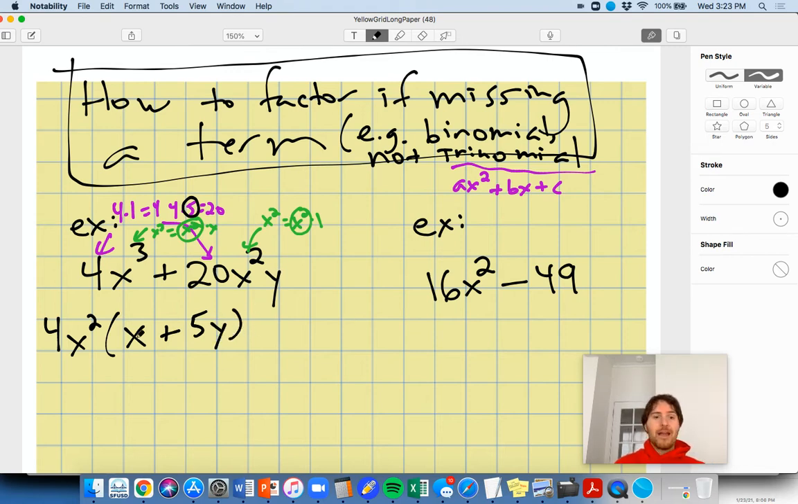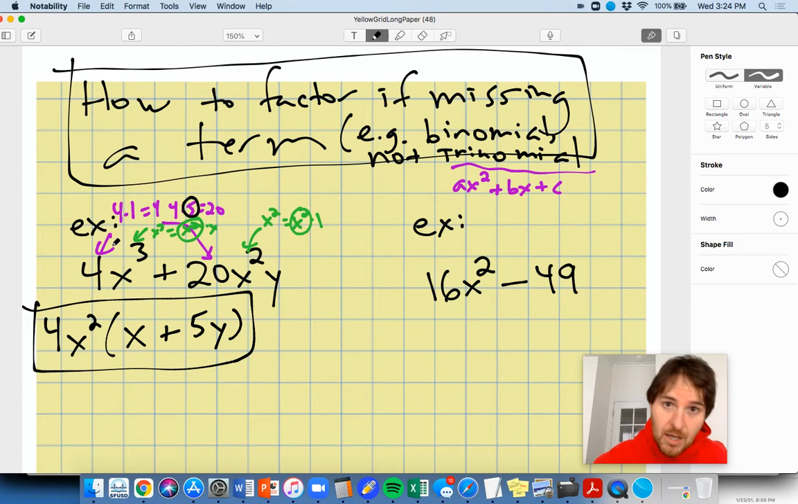So now I've pulled out. I don't have a trinomial here. I don't see any exponents. I don't see the same variables. There's nothing else to pull out. So I think this one is done. Remember, a lot of times when you see two terms, you're just going to pull out common factors.